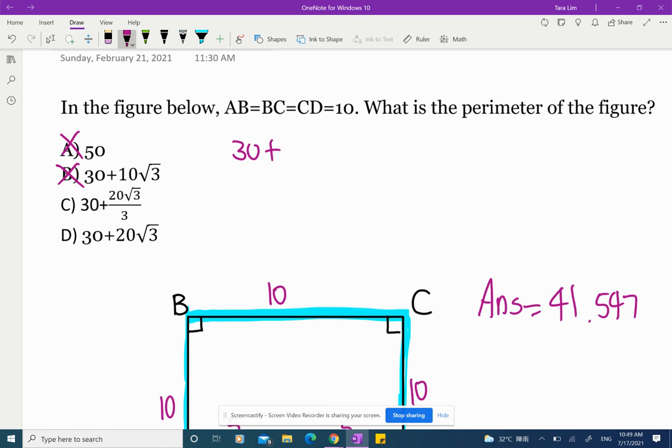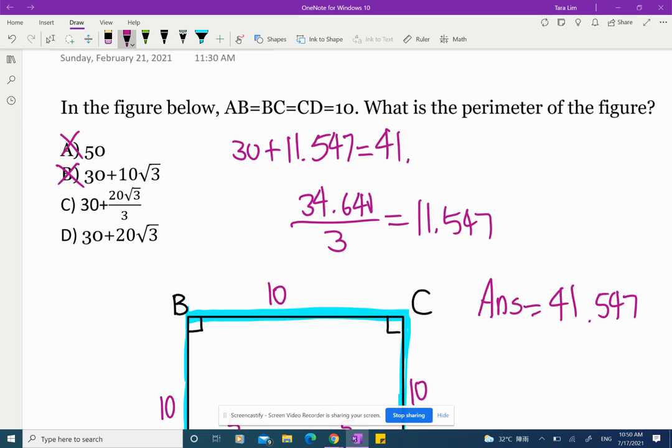30 plus, what is 20 square root 3? 20 square root 3 means 20 times square root 3. Now 20 times square root 3 is going to give us 34.641. Now we want to divide it by 3. So if we divide it by 3, it's going to be equal to 11.547. And if we add it up, 30 plus 11.547 is going to give us 41.547. So C is the correct answer.